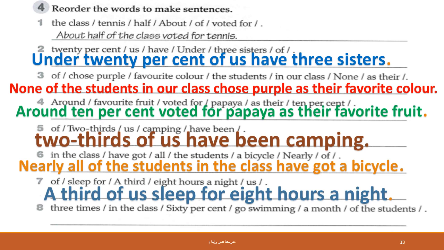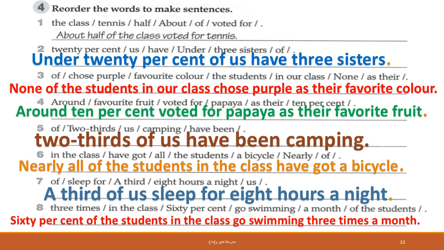The last one. 3 times in the class, 60% go swimming a month of the students. Where is the capital? 60%. It's a percentage. That's why it should be followed by of. Well done. So 60% of who? Yes. 60% of the students in the class go swimming 3 times a month. Well done, guys.